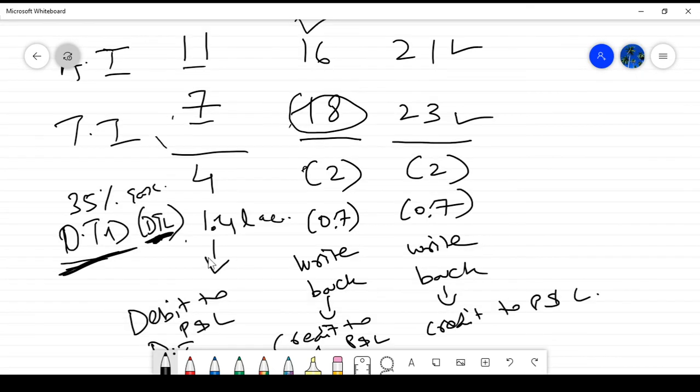Initially it is called OTD. Here it is called RTD. Second year it is called RTD. Third year it is called RTD. Reversing timing difference.